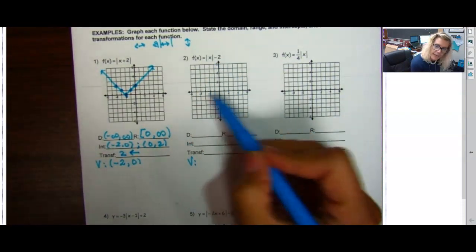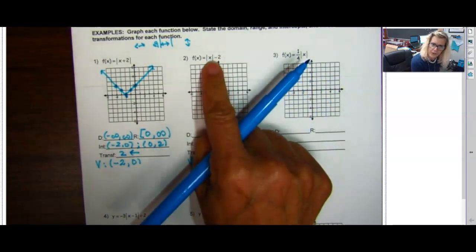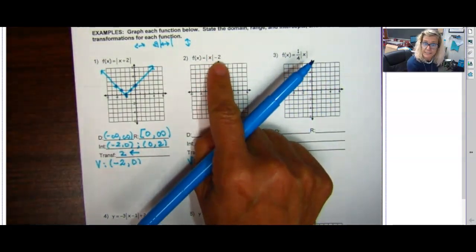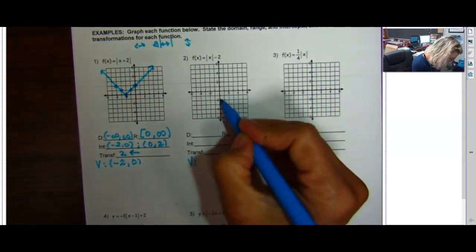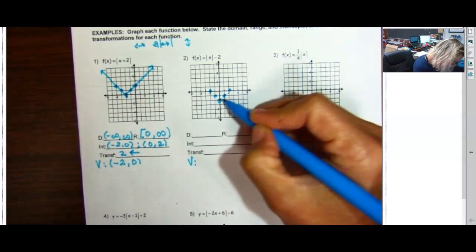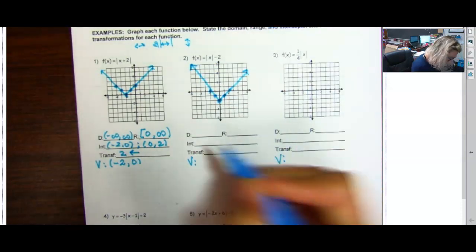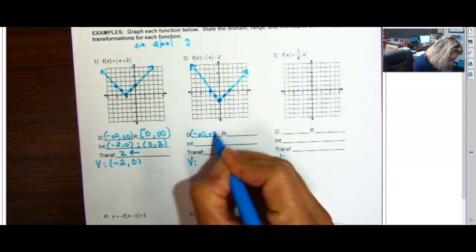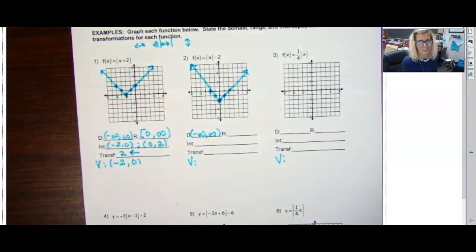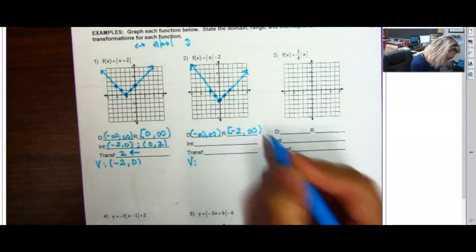So let's go ahead and talk about this one right here. Again, there's no a value. There's not going to be a stretch or a shrink, but this graph has been shifted down 2 units. So your absolute value graph for number 2 is going to look like this. And please remember, your domain is still -infinity to positive infinity, but since the graph got shifted down, the range is going to be -2 to positive infinity.